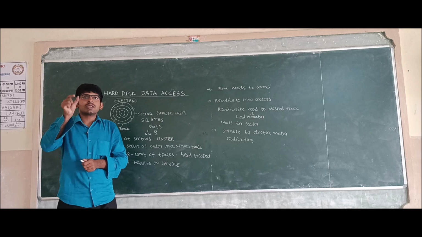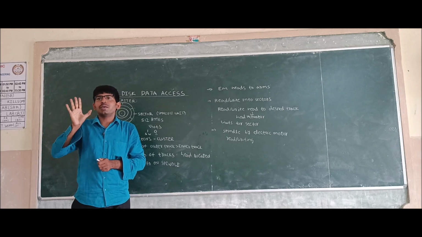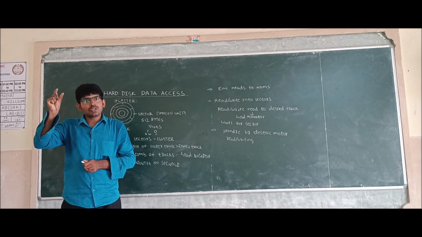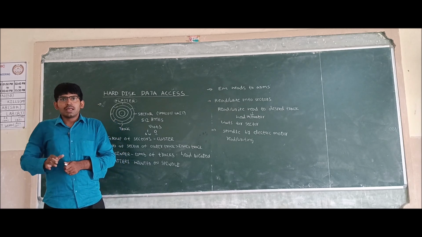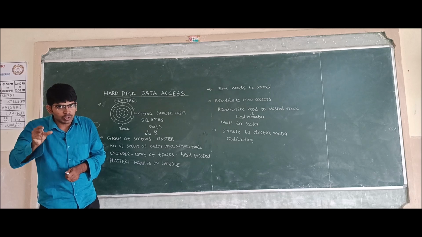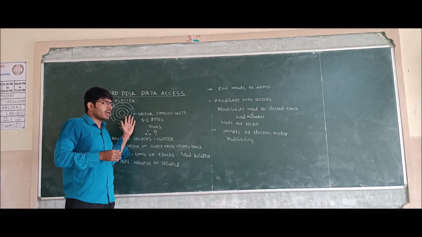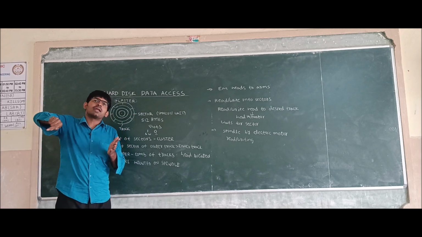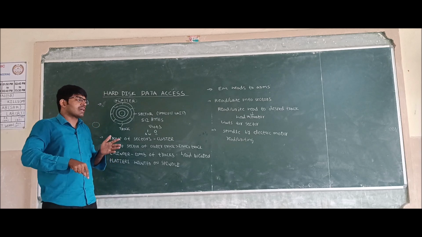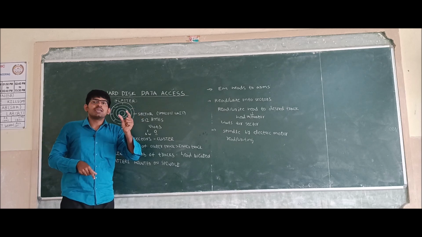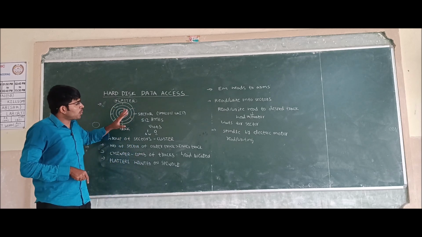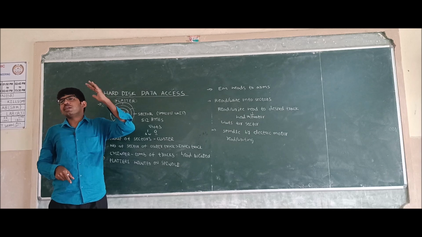Like 1 rupee is the smallest unit of our currency, like $1 is the smallest unit of the American currency. Similarly, the smallest storage unit on this hard disk, on a single platter, in a single track, in between one track and the second track, we are calling the smallest unit a sector. This platter is having so many sectors.